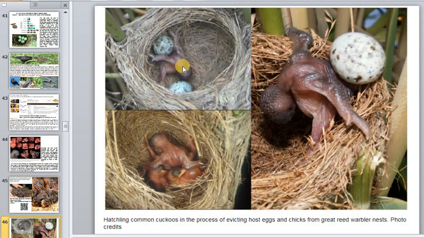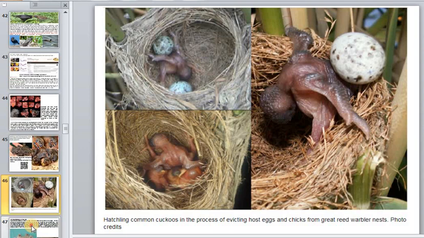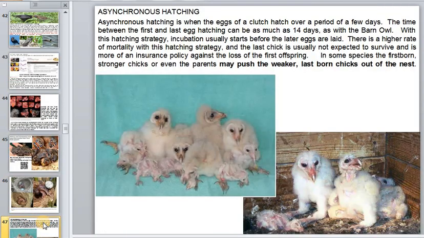Of course, they do this even without open eyes. They take away all the eggs, or their brothers and sisters, and live alone. Stay alone. It's asynchronic hatching.